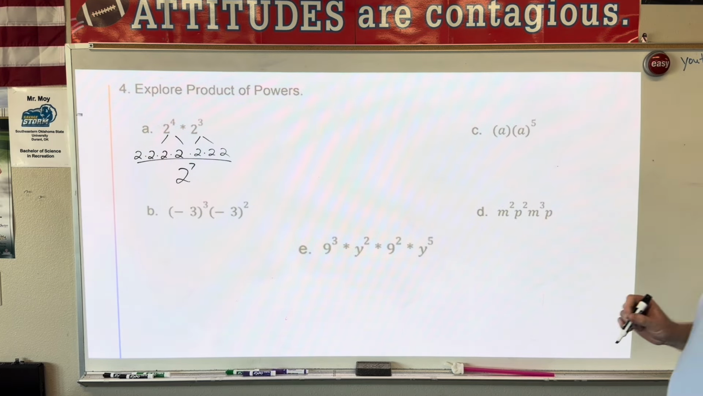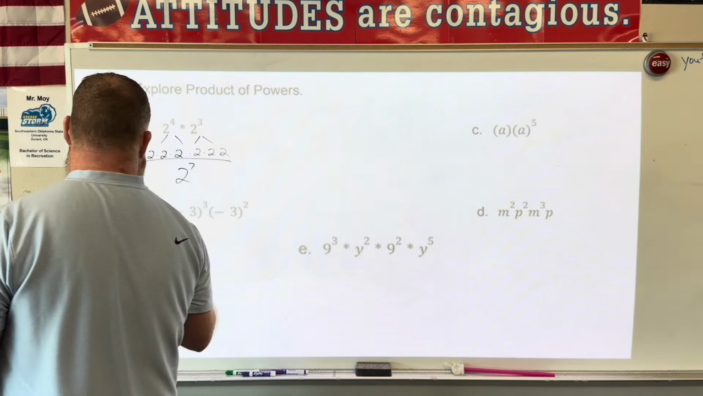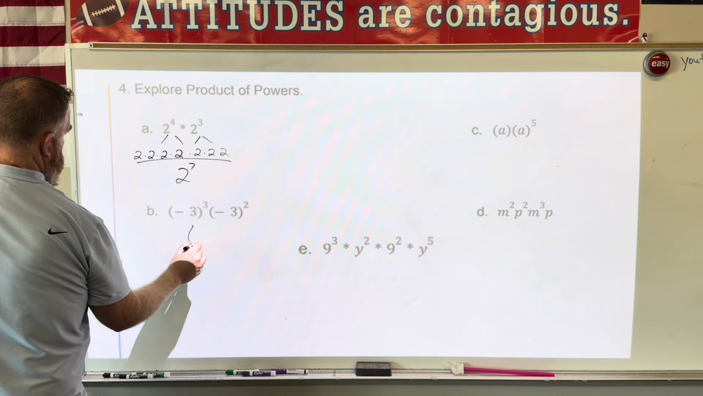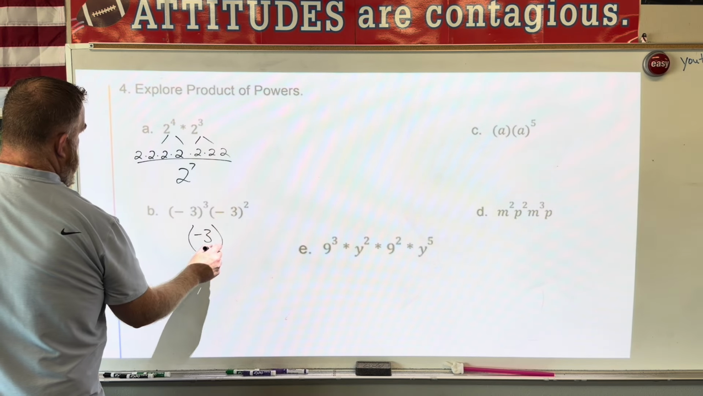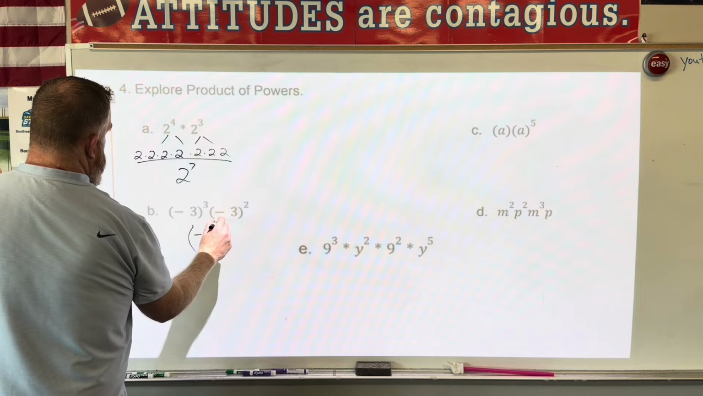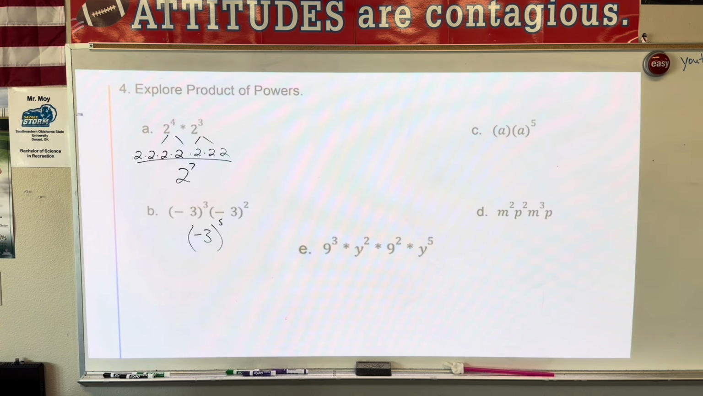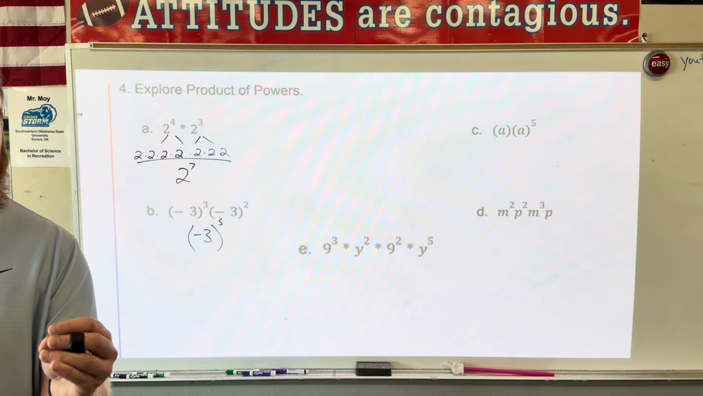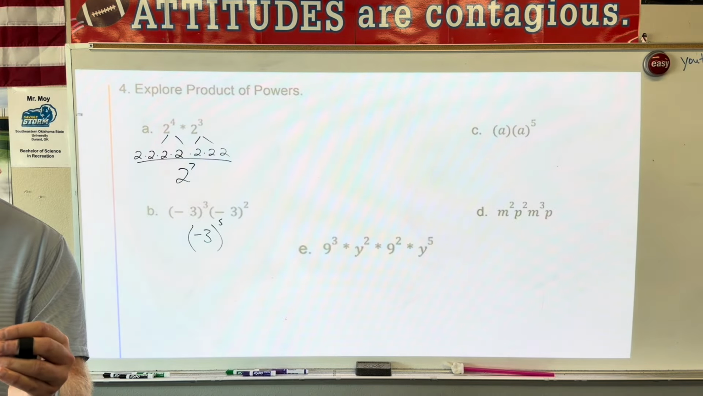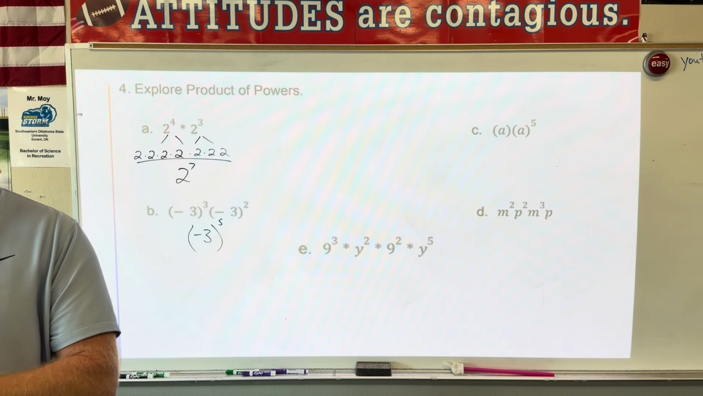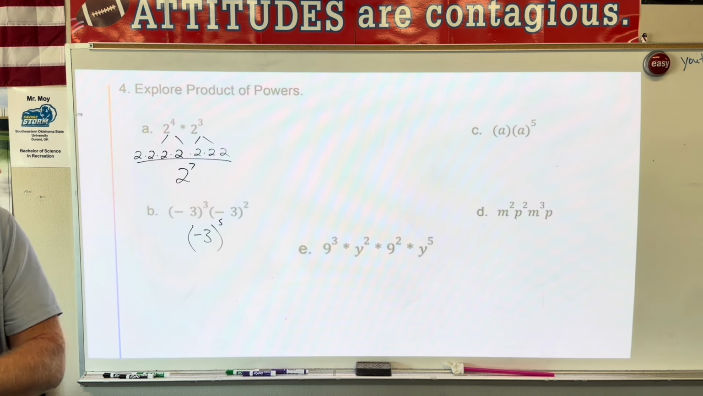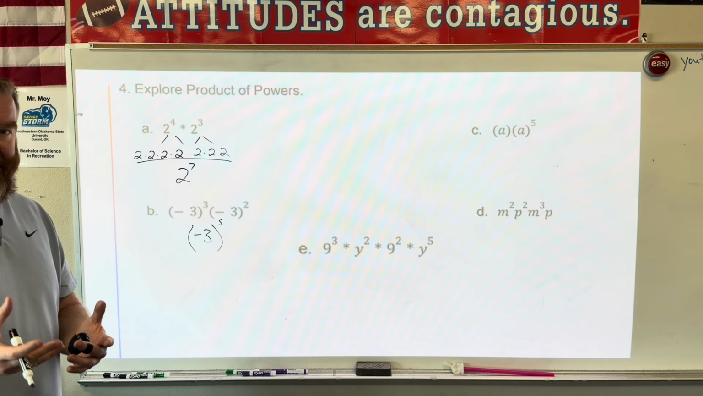All right, what did you get for B? Negative 3 to the what? Fifth, because there's 3 of them and 2 of them. You just add them together. Do I need to expand that out? Does everybody understand that? Does anybody not understand what I just did? Because it's early, only 2 examples in, and I want to make sure we got it.